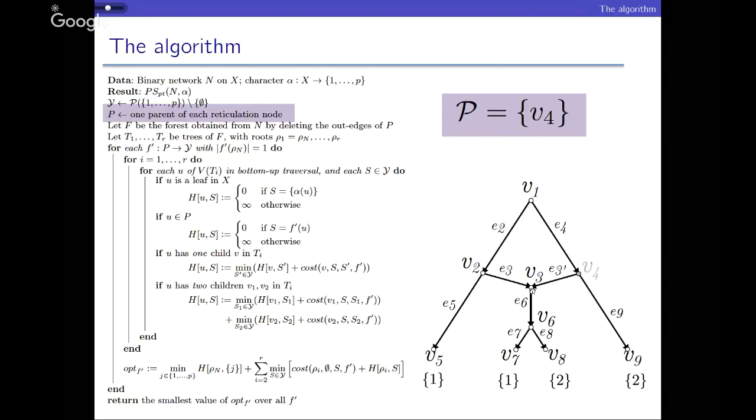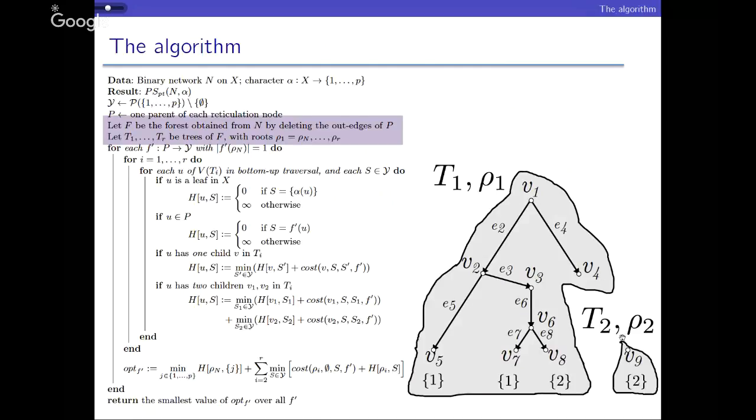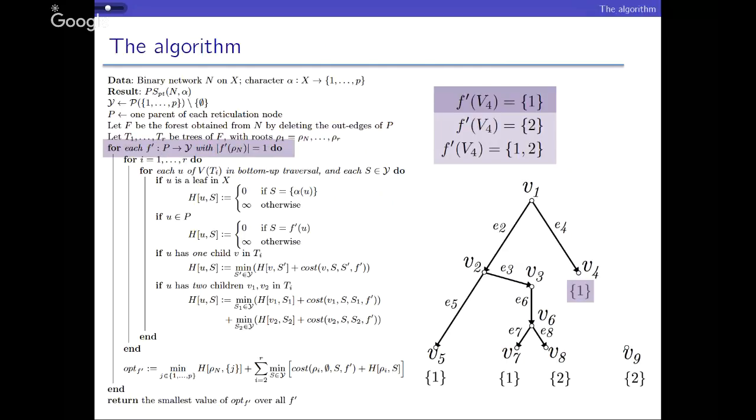Now here we have only one reticulation node, and we get, for example, the parent equal to V4. We delete all outgoing edges of V4, and we decompose the problem into several subtrees that we analyze separately, and then we put them together. And then we have this guessing phase. In the guessing phase, we loop over all possible states for the node in P, so V4 in this example. We start with V4 having state 1, then we move to V4 having state 2, and V4 having states 1 and 2. So we loop over all possibilities.